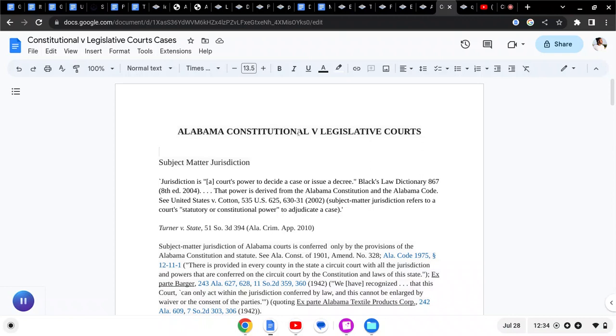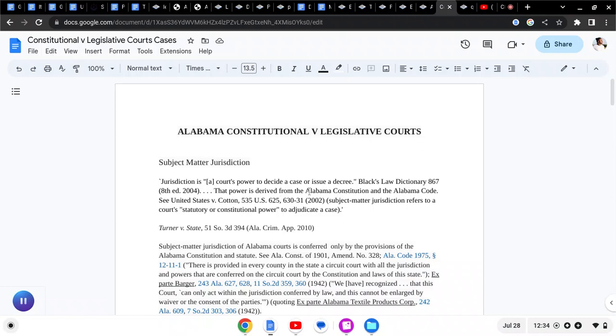Alabama constitutional versus legislative courts. I'm just going to use Alabama cases for the majority of this video. So what y'all need to understand is courts get jurisdiction in two ways, okay? That is the Constitution or a statute. That is it. They don't get jurisdiction any other way. And when I say jurisdiction, I'm talking about subject matter jurisdiction. So jurisdiction is a court's power to decide a case or issue a decree.